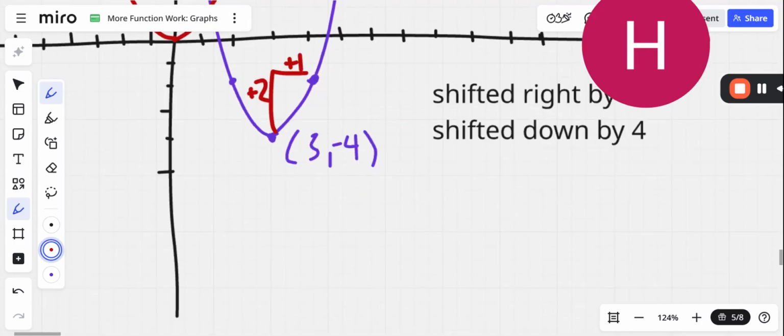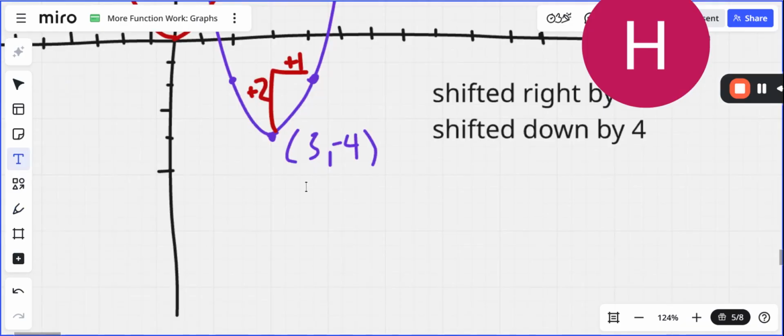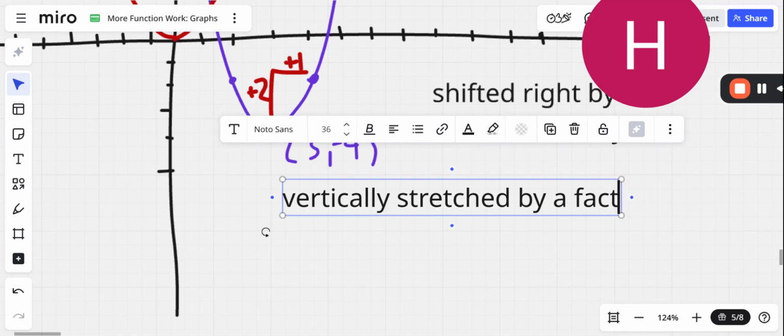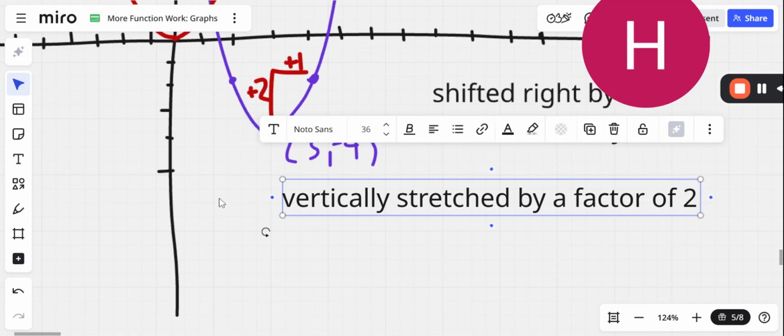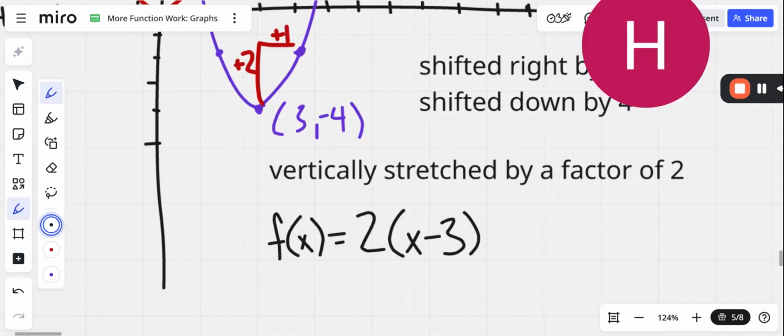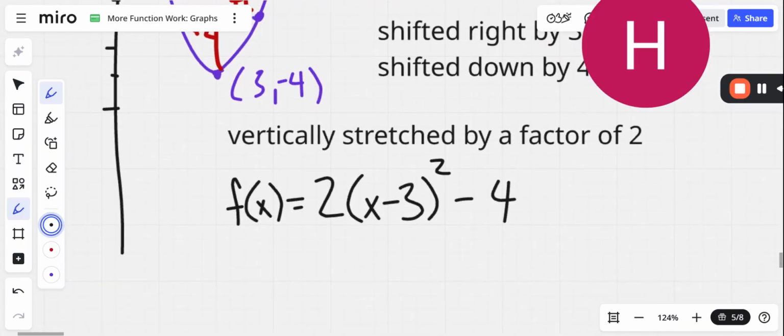And the way that we write that in an equation now is going to be f of x equals 2 times (x minus 3) squared minus 4. So let's break that down a little bit. This here is the vertical stretch factor, the V stretch. You could have a horizontal stretch, you can have a vertical stretch.